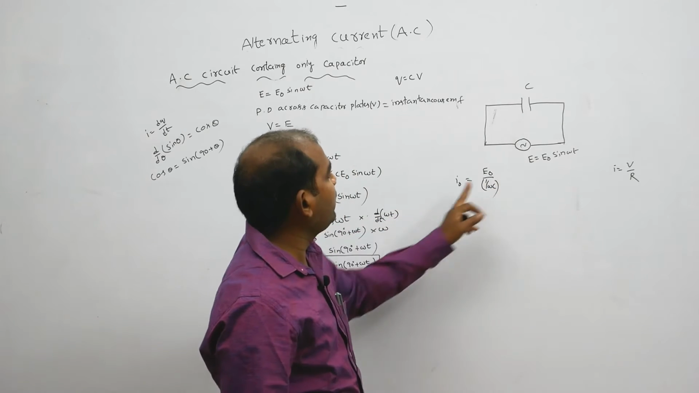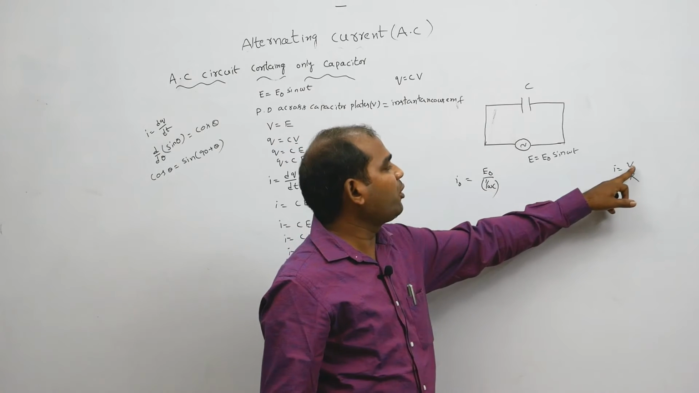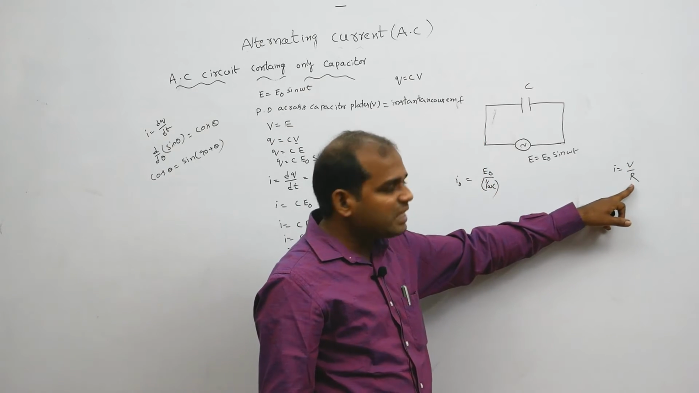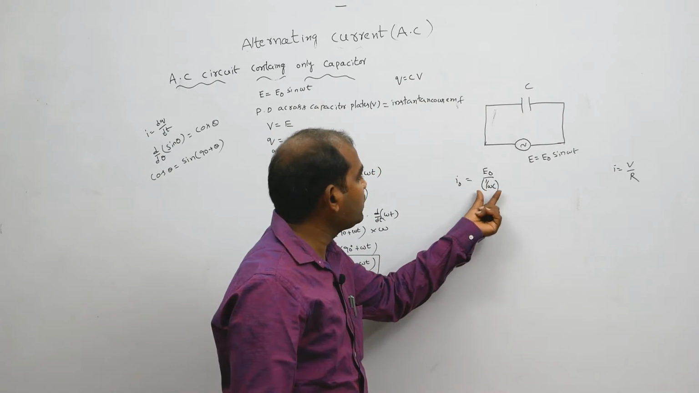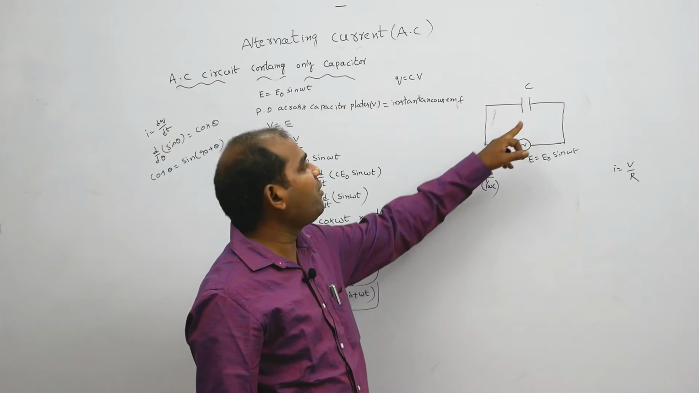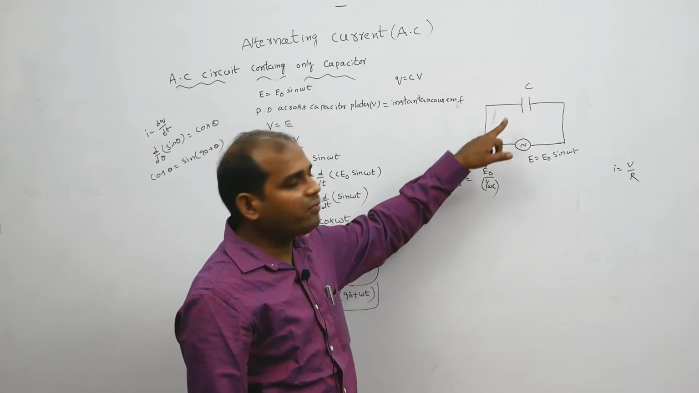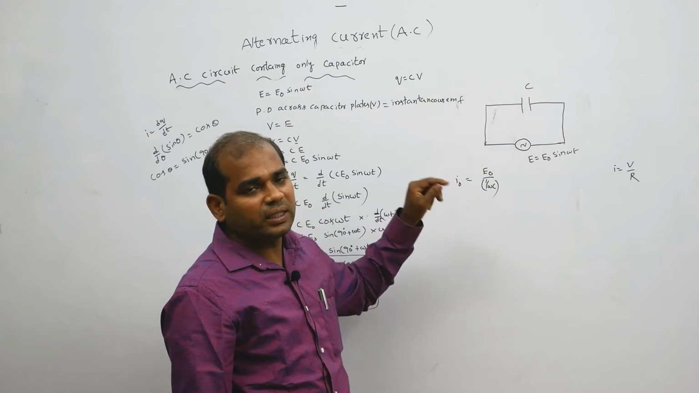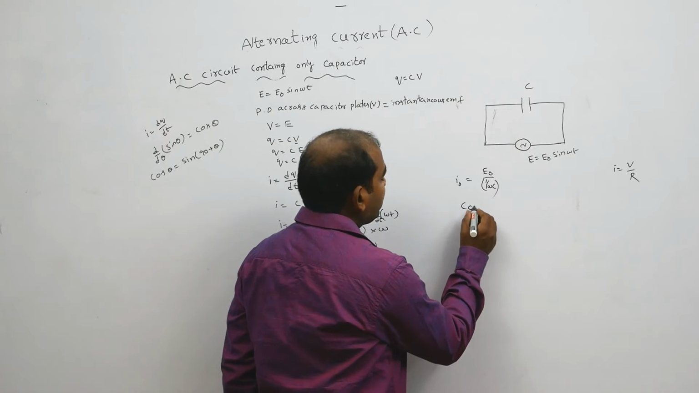By comparing these two equations, in place of I we have I naught. In place of potential difference we have the maximum EMF. In place of resistance, what do we have? 1 by omega C. What is 1 by omega C? It is the resistance offered by a capacitor to the AC current. This resistance offered by a capacitor is called capacitive reactance.